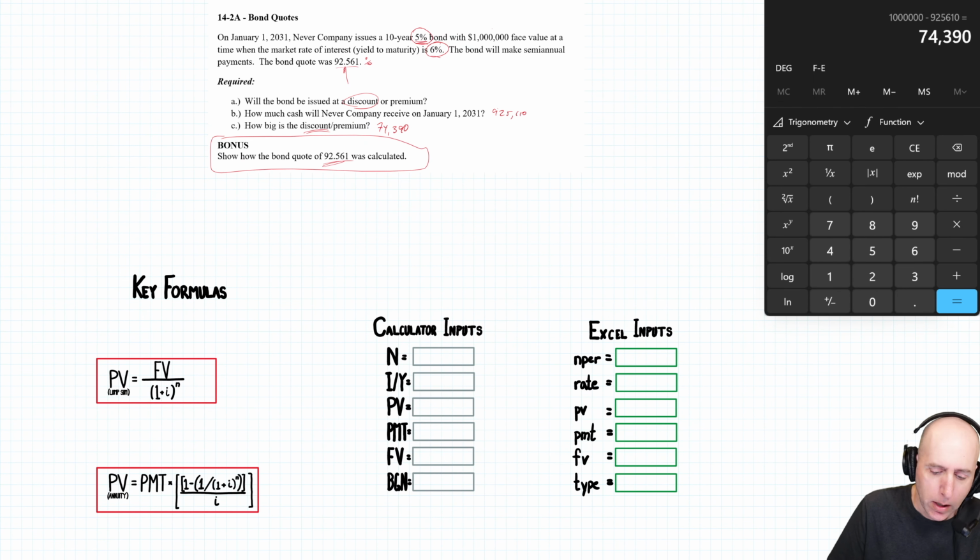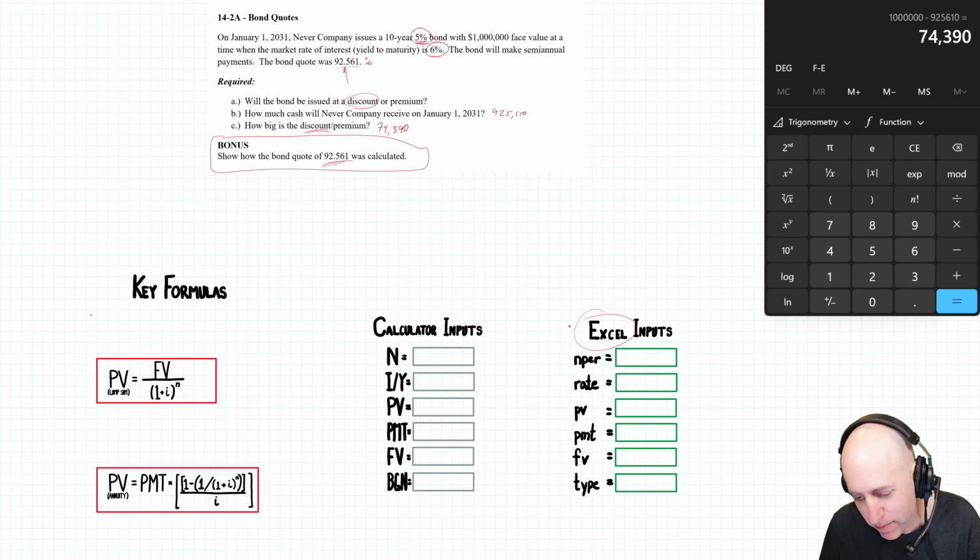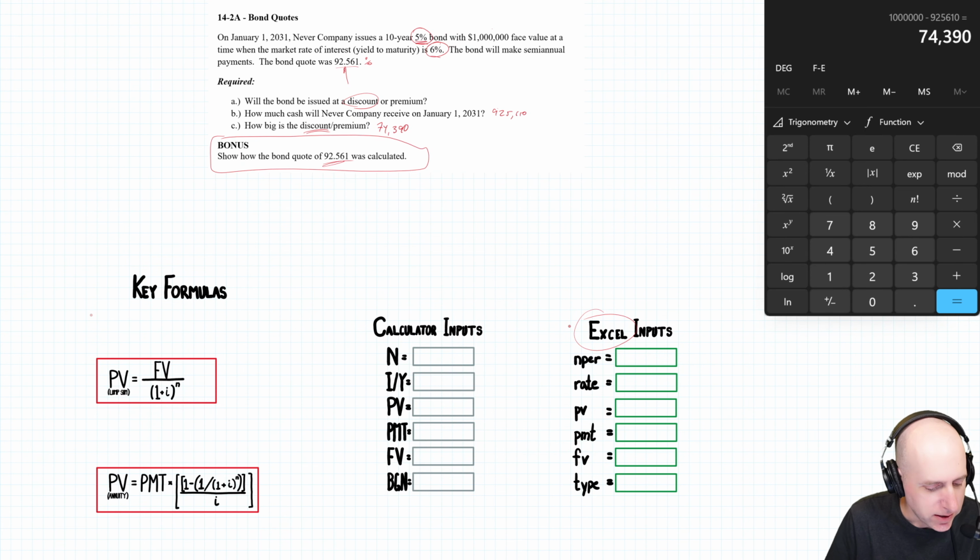We'll do it by hand. We'll do it in a calculator. I won't do it in Excel. I'm going to do it in Google Sheets. I don't have Excel installed on this computer, but it's very much the same thing, just spreadsheet software. So let's solve it by hand, though, assuming we don't have access to a financial calculator.